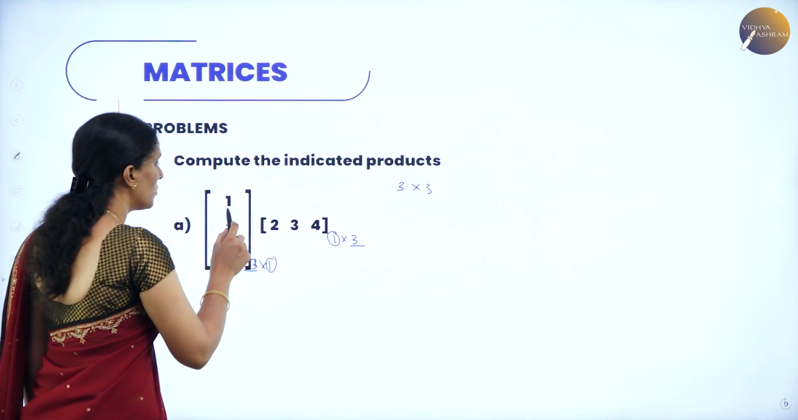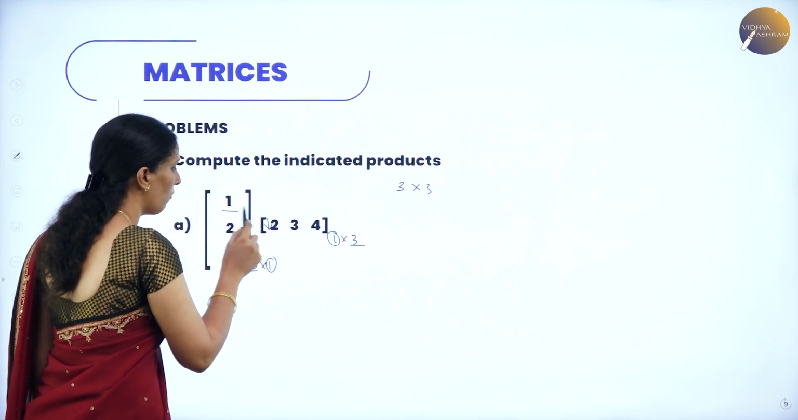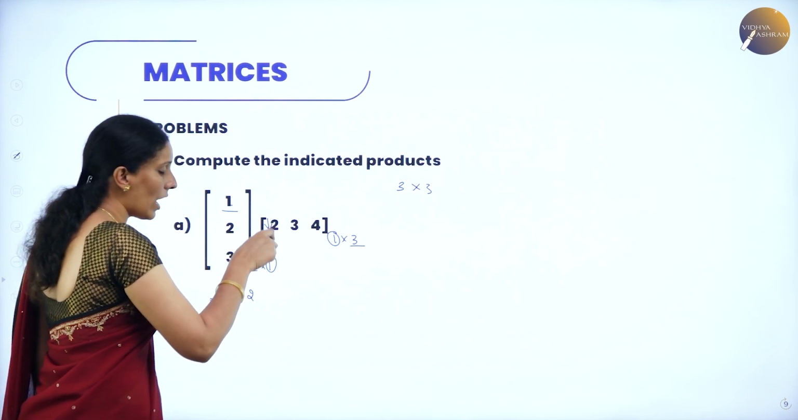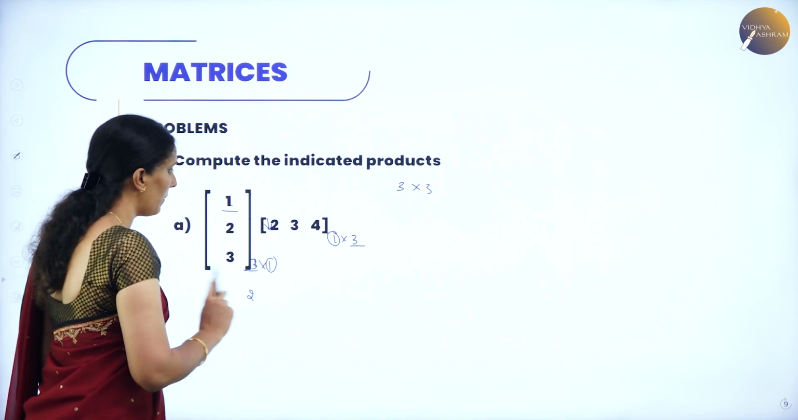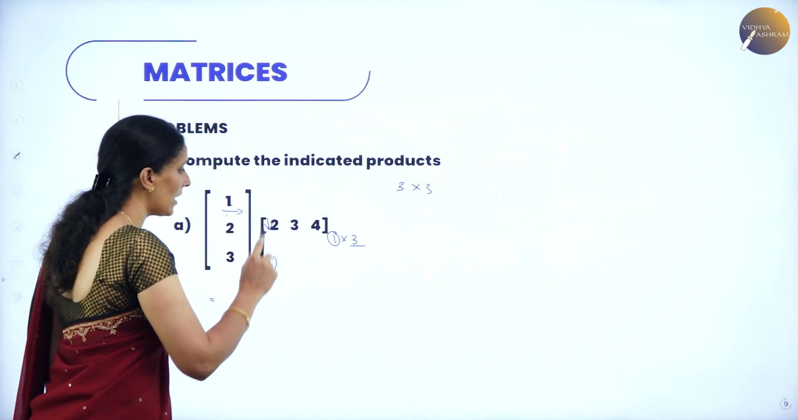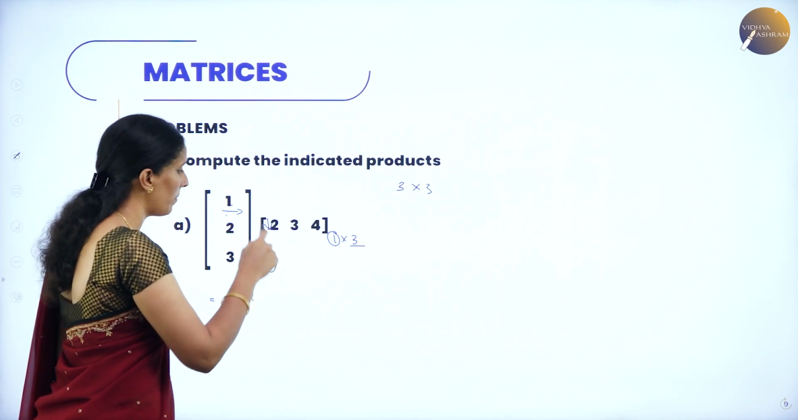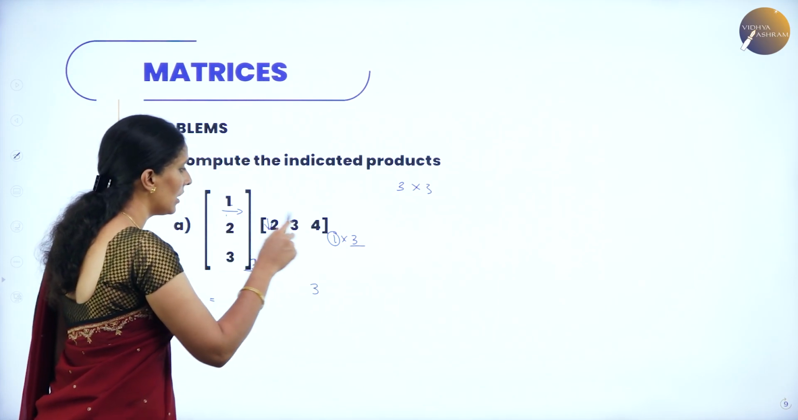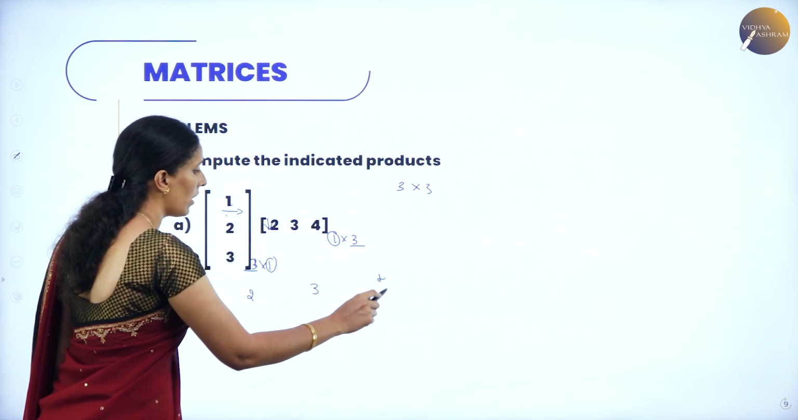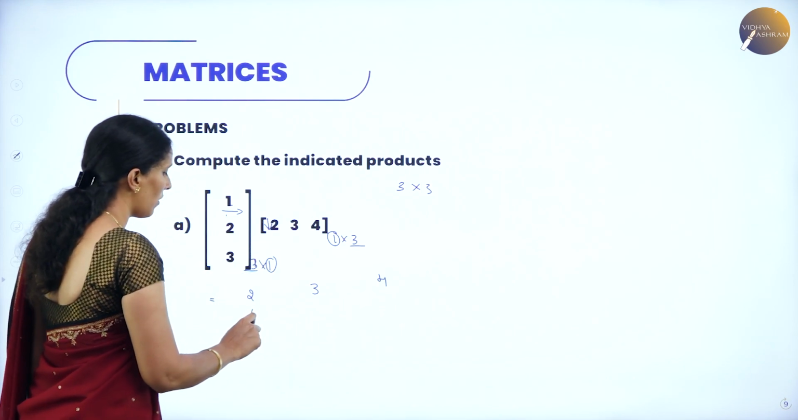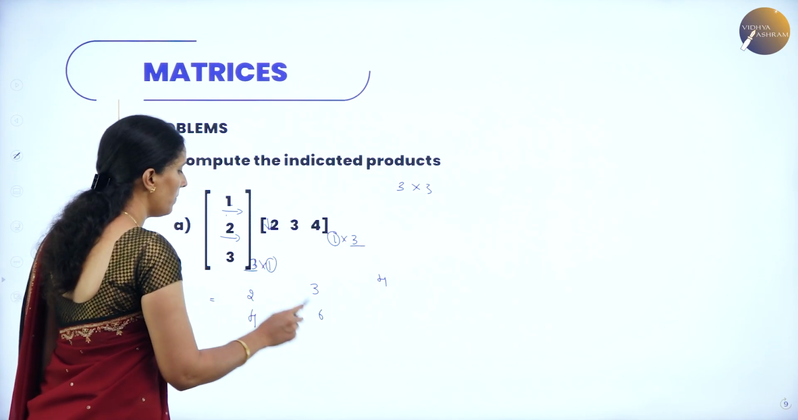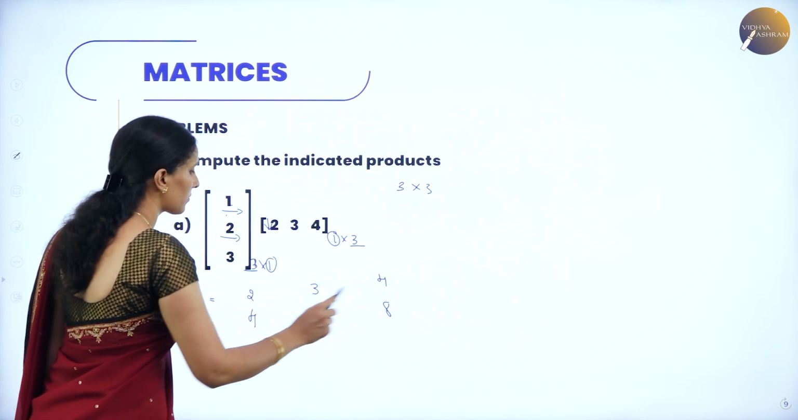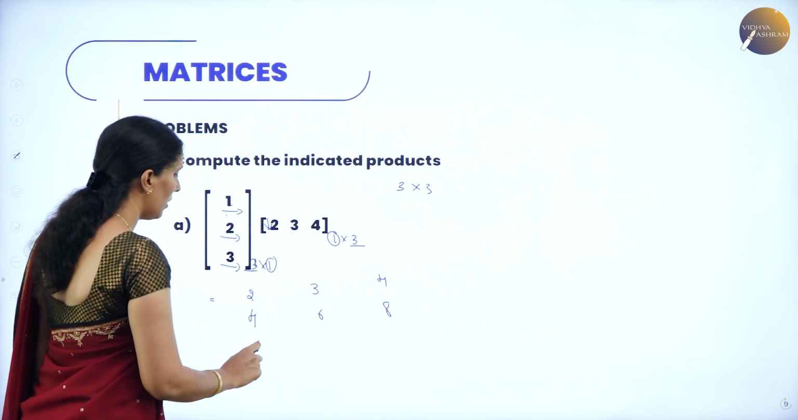Let's multiply. First row, first column: 1 times 2 is 2. There are no other elements to sum up, so we'll stop here. First row, first column element is done. First row, second column: 1 times 3 is 3. First row, third column: 1 times 4 is 4. 2 times 2 is 4. Next, second row, first column. Second row, second column. Second row, third column. Third row, first column.